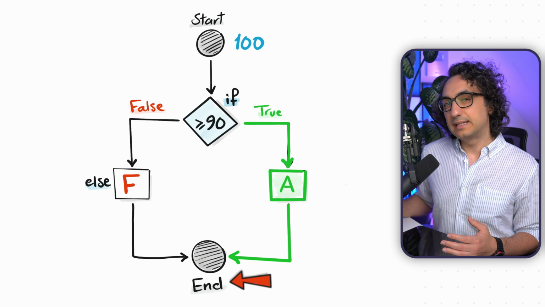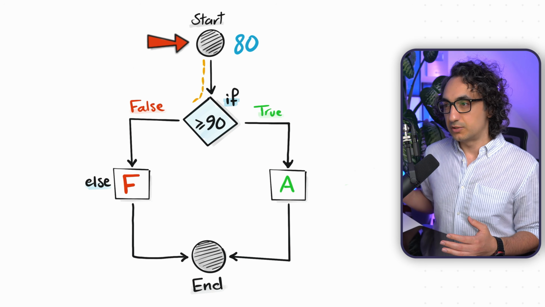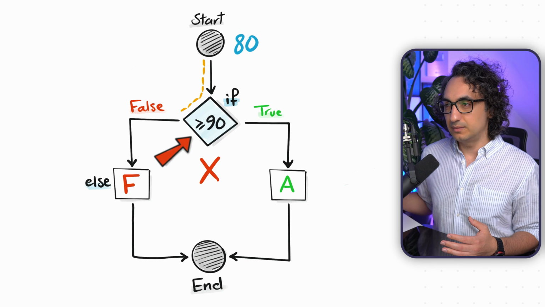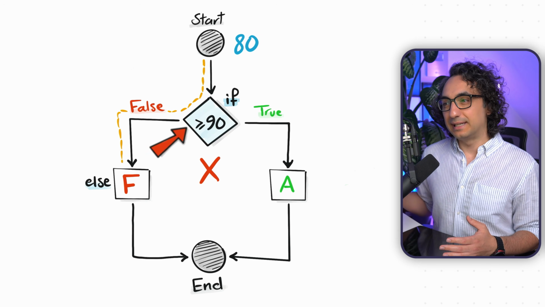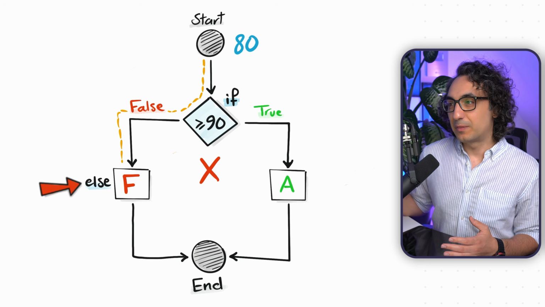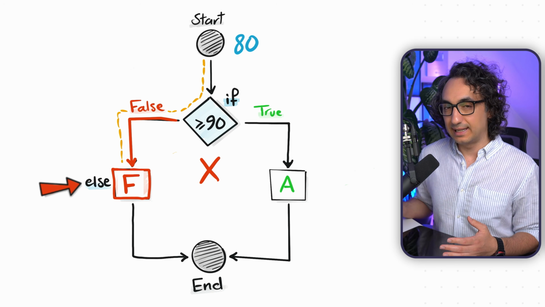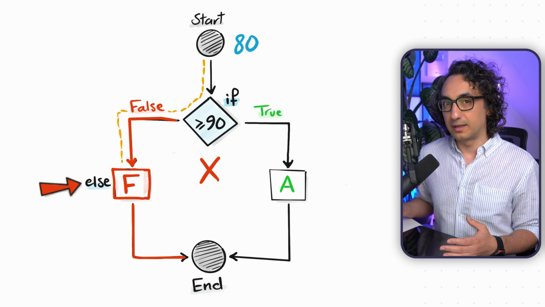But now if the student has the score of 80, Python gonna go and check it and it's gonna fail the condition. So now this time we don't have only if, we have now an else. So Python will not go immediately and jump to the end. Python first has to do something in the false path.